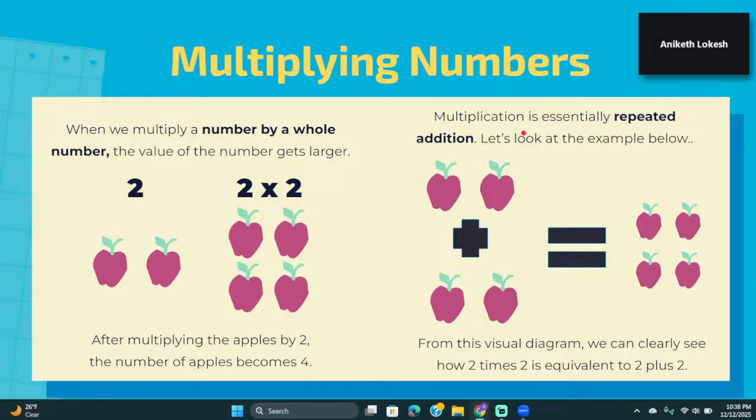So now let's look at an easier way to represent this. Multiplication is essentially repeated addition. Let's look at the example below. We had originally started with 2 apples. After multiplying it by 2, we got 4 apples. In other words, we can say 2 plus 2 is equal to 4 apples. From this visual diagram, we can clearly see how 2 times 2 is equivalent to 2 plus 2. They both get us the same answer of 4.